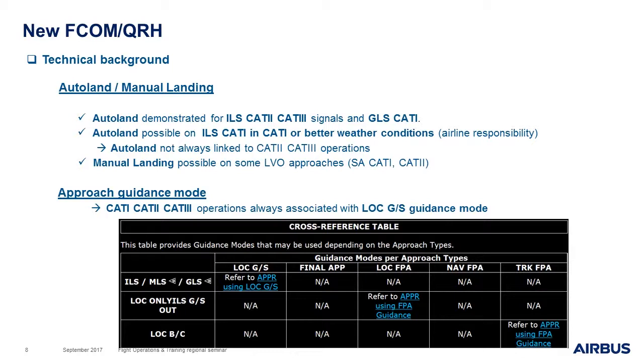Another point is the approach guidance mode. For CAT I, CAT II, CAT III operations, the LOC/glide slope mode is always used. As a reminder, the cross-reference table that is given in the Approach General section of the SOP provides the guidance modes that can be used depending on the approach type. And you can see that for ILS, MLS or GLS approach, the LOC/glide slope mode is always used.